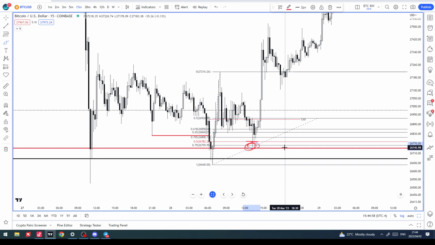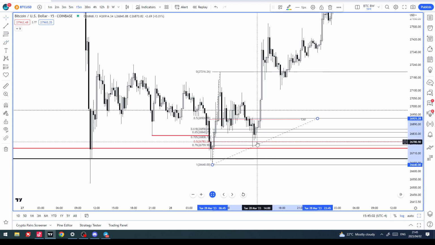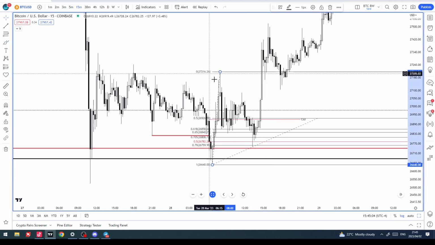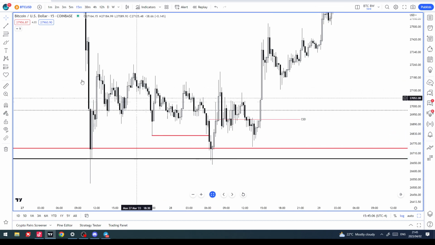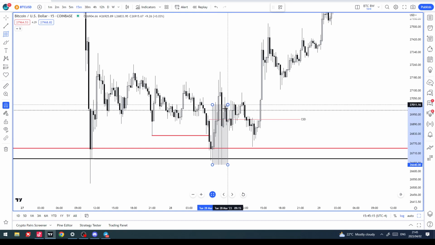Have you thought about it that way? Basically the 25% level of this entire move up. Let's look at it again. Let's see if I can grade it here. This way may make more sense if I do it this way, right?